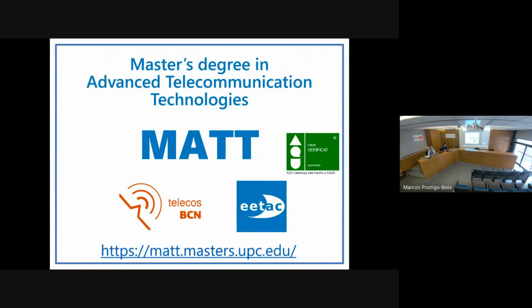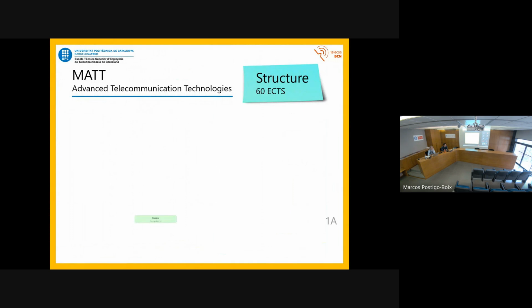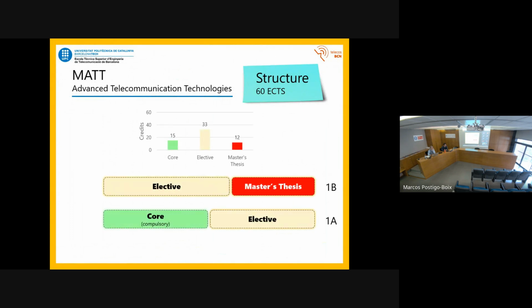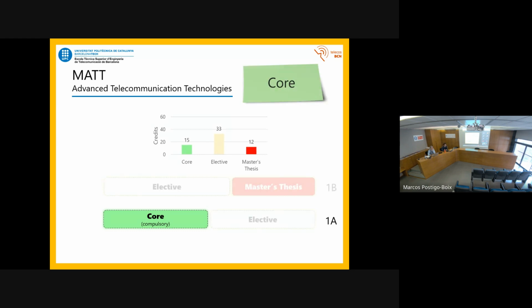And now to finish, I'm going to talk to you very quickly about the master MATH. The master MATH is a master of 1 year, and basically you have a compulsory part of only 15 credits and 33 elective credits and a master thesis of only 12 credits.